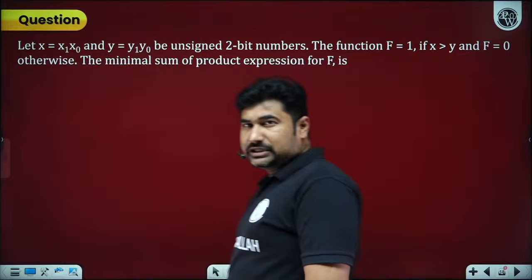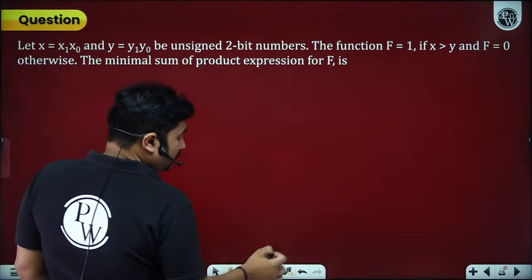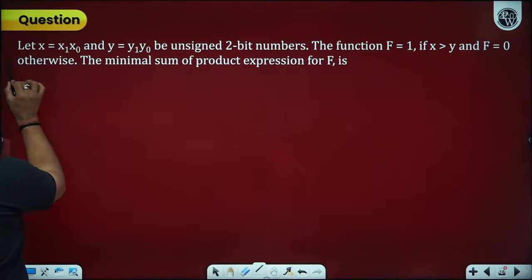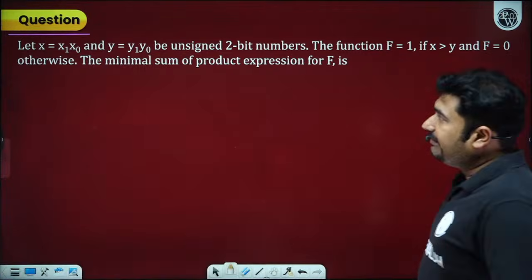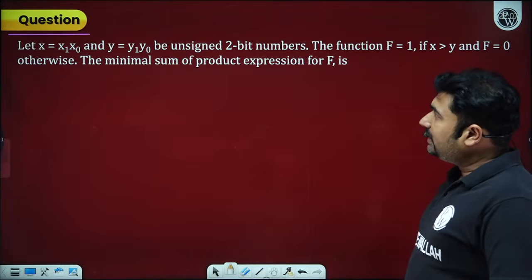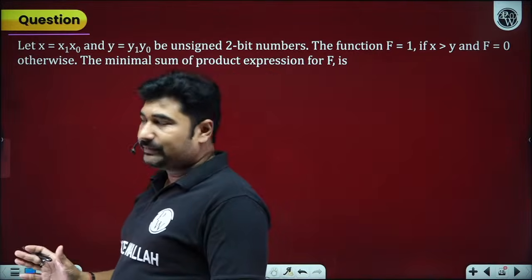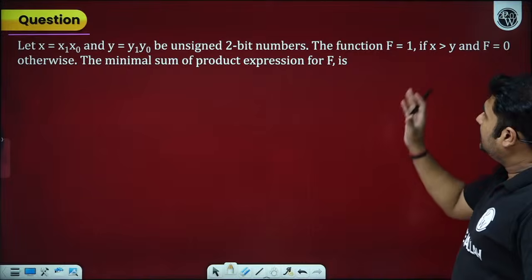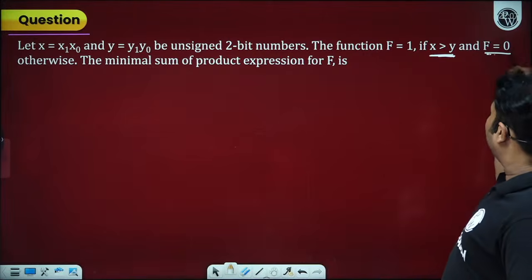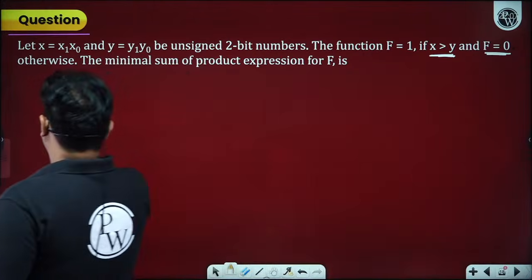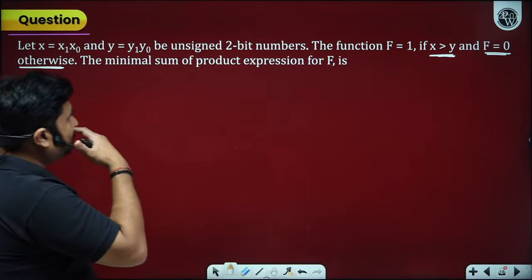Let's try to solve one question asked in GATE. Please observe this question. Let x1, x0, y1, y0 be unsigned 2-bit numbers. Unsigned means only the magnitude is represented by the binaries. The function f is 1 if x is greater than y, and f is 0 otherwise.